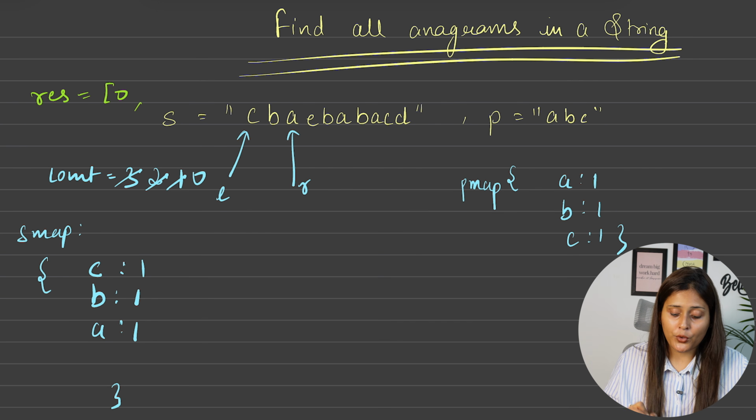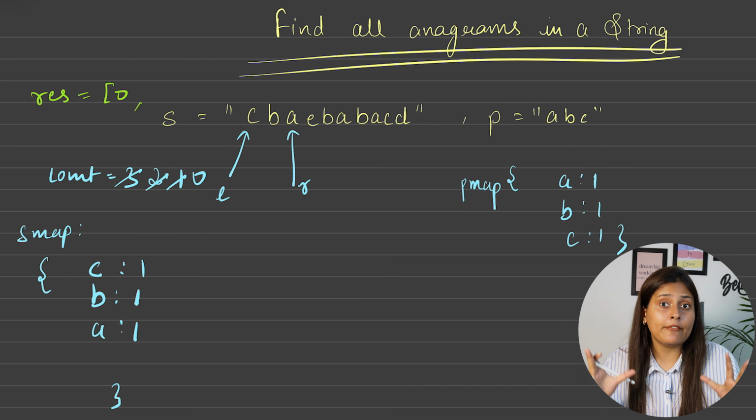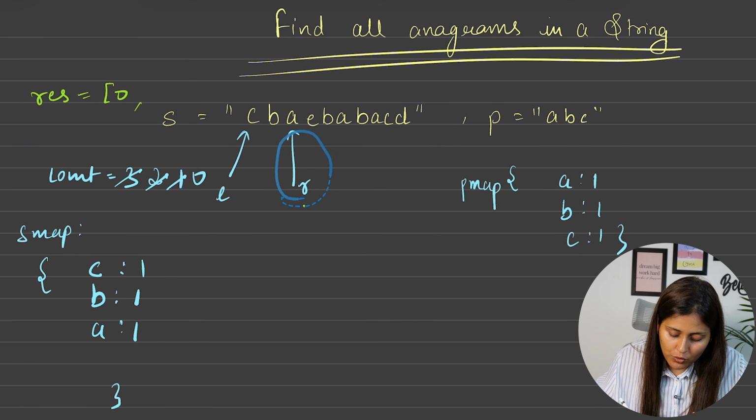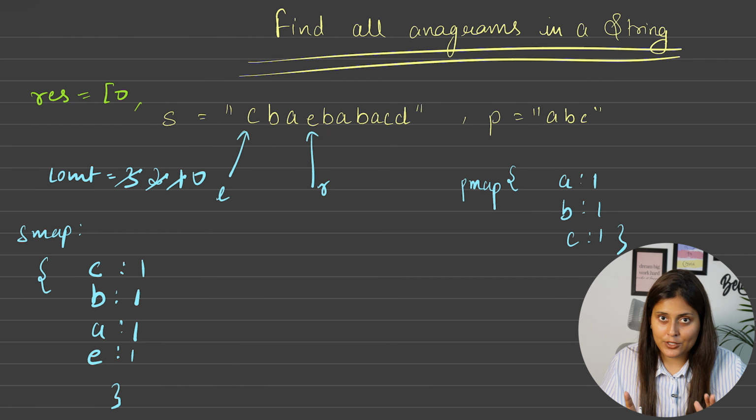Okay. Now what to do? We will not shrink because the length is valid. We will shrink only when the length is invalid, but it is valid. It means we have to move our right pointer ahead. So what character did we encounter now? Can I say E? Yes. So E has been encountered, but now the length is 4. It means it is not valid.